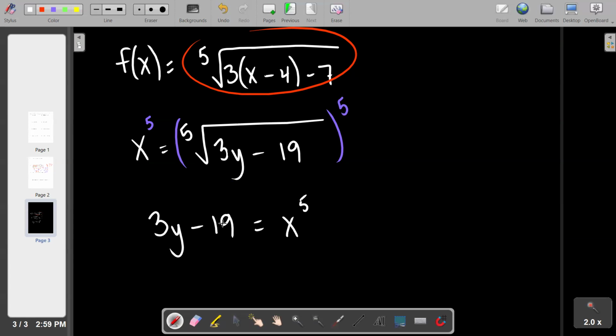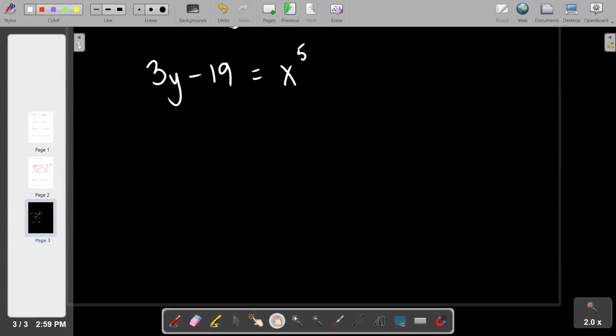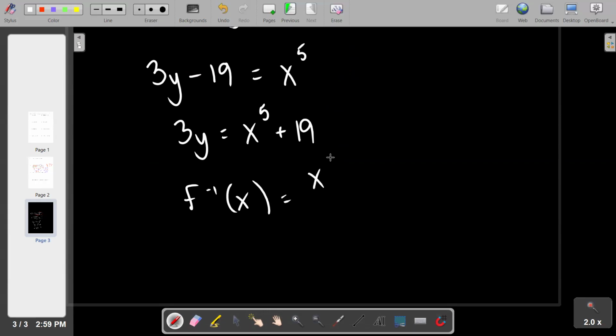What would we do next? Add 19 to both sides. Adding 19 is the right answer. So then we'd get 3y equals x to the fifth plus 19. And then what's the last step? Divide both sides by 3. So we wind up with f inverse of x is equal to the quantity of x to the fifth plus 19, all divided by 3.